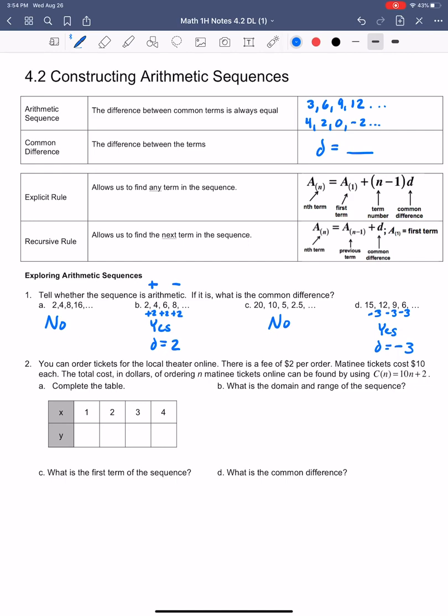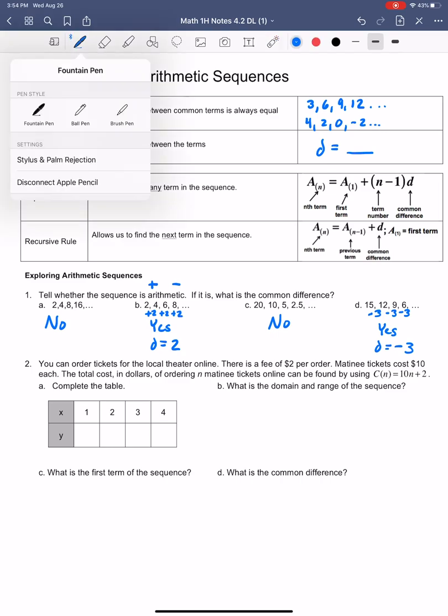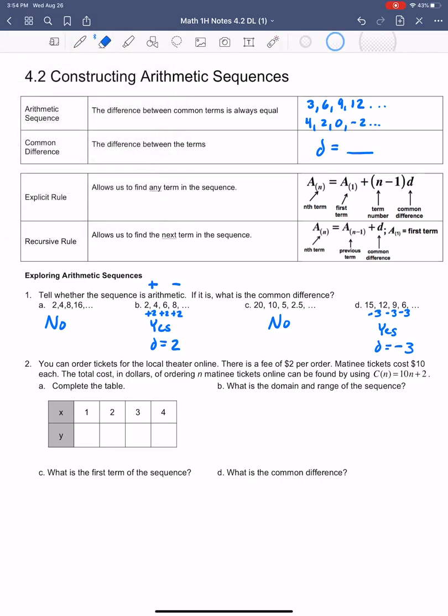Okay, so for this one, it's asking me to fill in this table, right? So we had something like this yesterday, so I'm going to go ahead and punch these pieces in one by one here. So if I plug in 1, my first output is going to be 12. And if I plug in 2, we're going to be at 22 and 32 and 42 as I plug those things in for n.